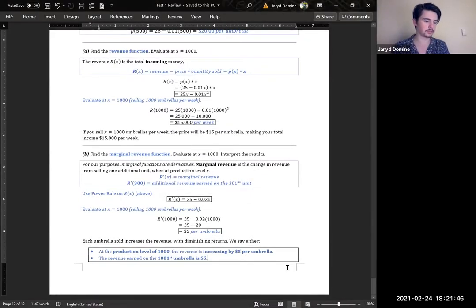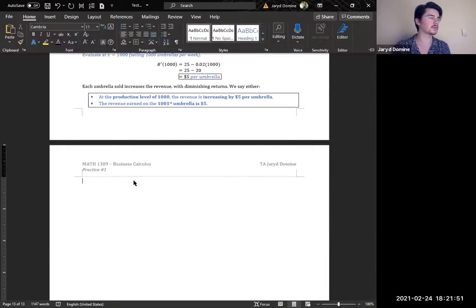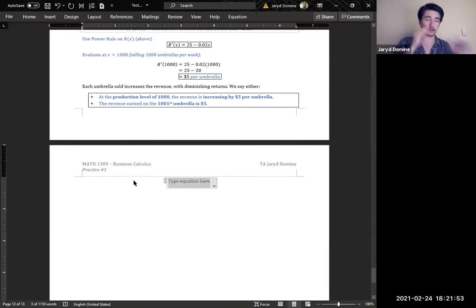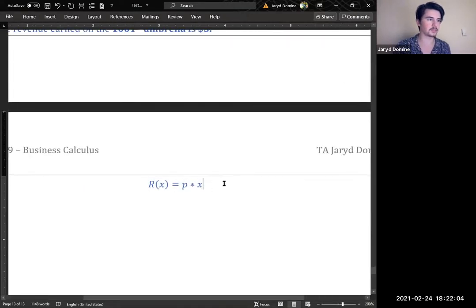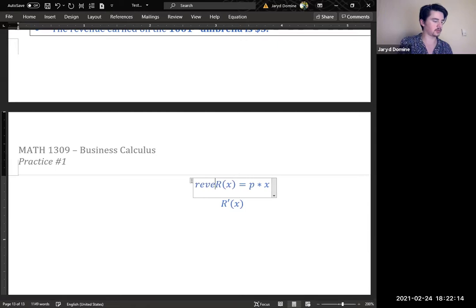So for this one, let me fix this. Okay, so there are 4 formulas here. So revenue, R of X equals price times X. All right, so we know that one. And then marginal revenue, that's R prime. That's just the derivative of the revenue. So this is revenue. This is marginal revenue. That's just the derivative.